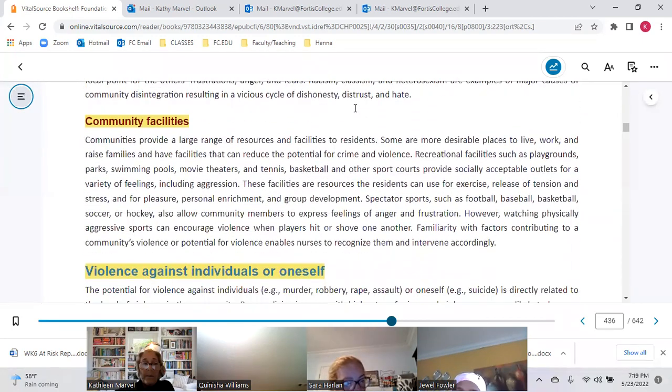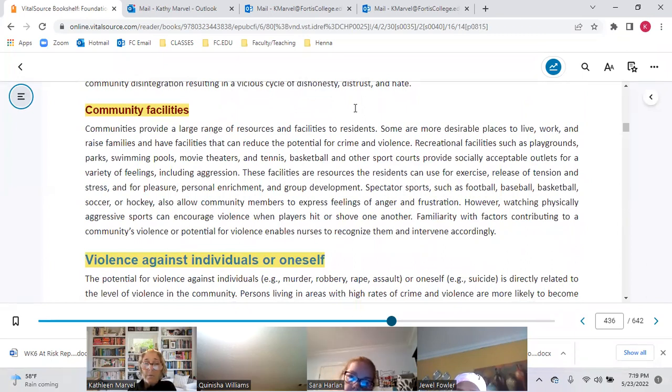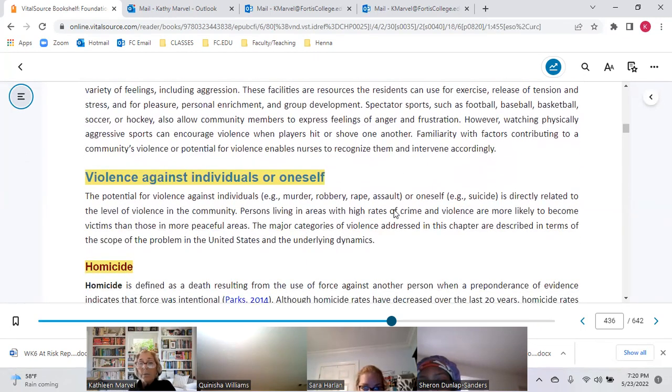Okay. And then community facilities, right? Communities provide a large range of resources and facilities. If it's a desirable place to live, it has parks and rec centers and places for kids or people to go to do things that could potentially reduce crime and violence, right? Playgrounds, parks, swimming pools, movie theaters, tennis, basketball courts. What if you don't have that? What are you left to do? Just kind of hanging around, nothing to do.